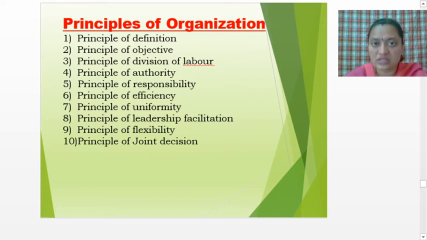So there should be a constancy or a uniformity. Uniformity means what? Everything should remain permanent or constant.